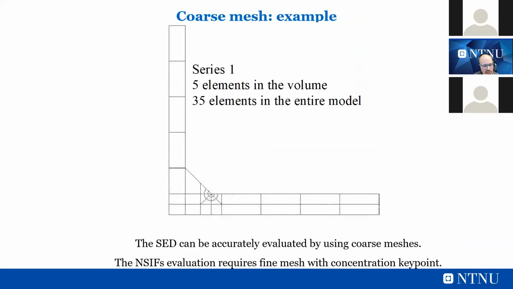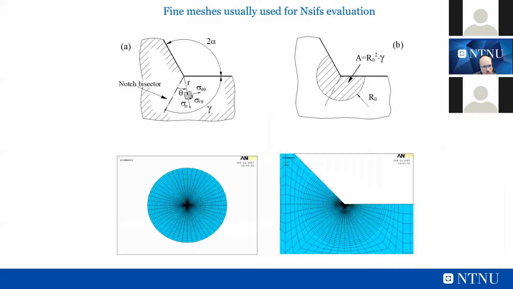I mentioned before that the strain energy density has the advantage that you can use a coarse mesh. This means that usually when you have to measure a stress intensity factor, you have to use a very refined mesh because you have to evaluate the stress, and from the stress you have to go for the evaluation of the stress intensity factor or the notch stress intensity factor. For the strain energy density, this is very different because commonly used finite element software use the displacement for the calculation of the strain energy without passing through the stress or the strain. This means that you don't need to refine the mesh too much, and you can use a very coarse mesh for the final evaluation of the energy inside the control volume.